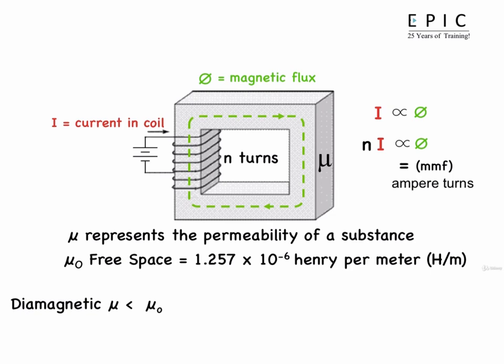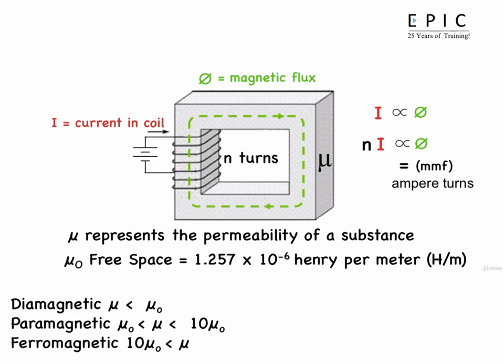Materials that cause the lines of flux to move further apart, resulting in a decrease in magnetic flux density compared to a vacuum, are called diamagnetic materials. Materials that concentrate magnetic flux by a factor of more than 1 but less than or equal to 10 are called paramagnetic, and magnetic materials that concentrate the flux by a factor of more than 10 are called ferromagnetic.